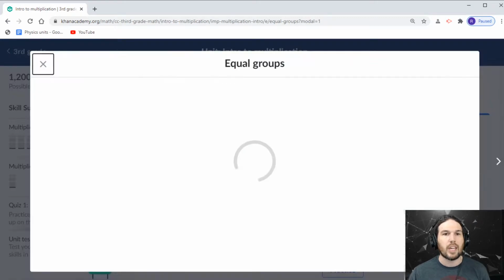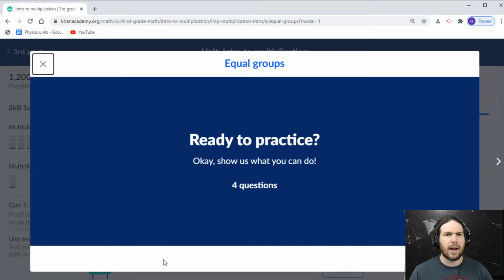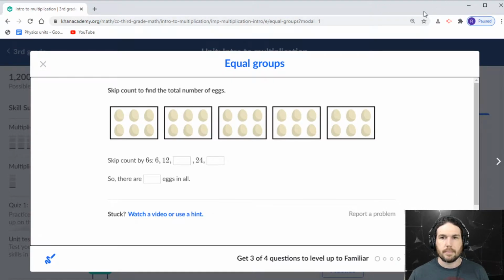All right, so we're going to talk about equal groups. I am ready to practice. I'm going to show you what I can do. All right, skip count to find the total number of eggs. So we've talked about counting by 5s and counting by 10s and counting by 2s. We are going to skip count to figure out how many eggs there are.